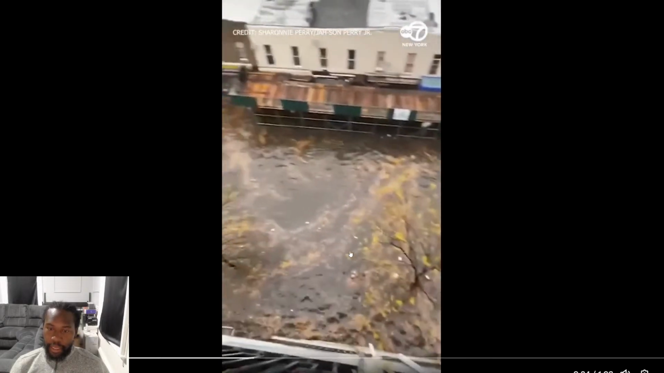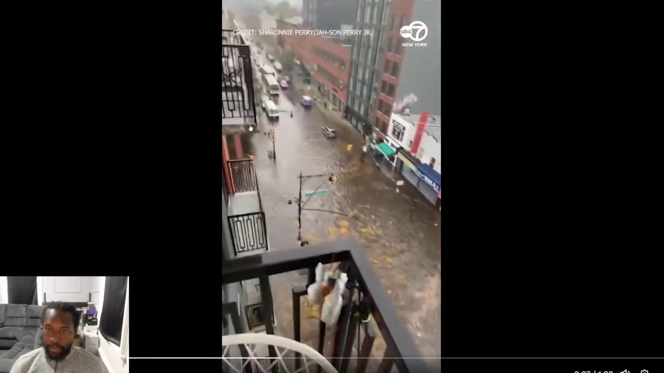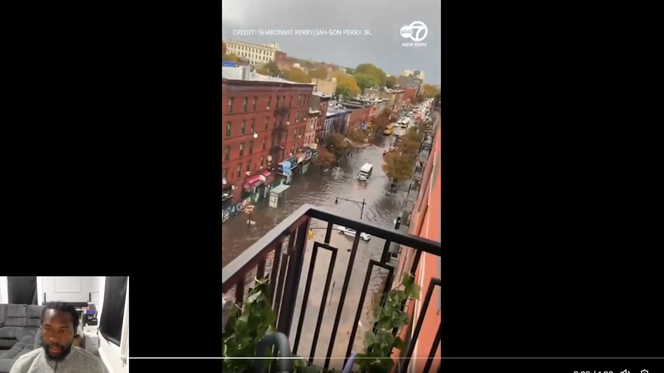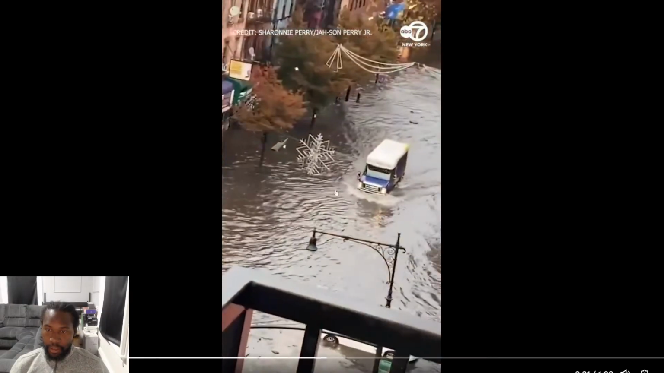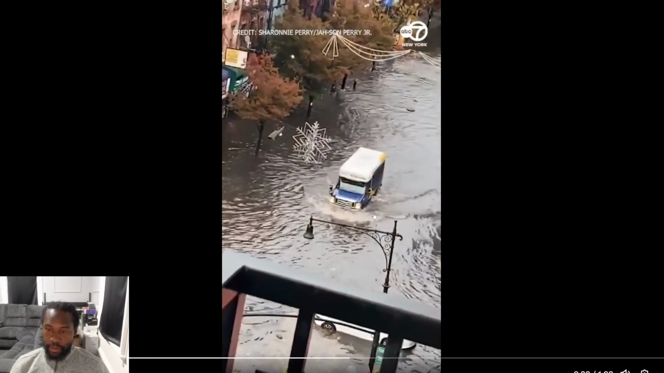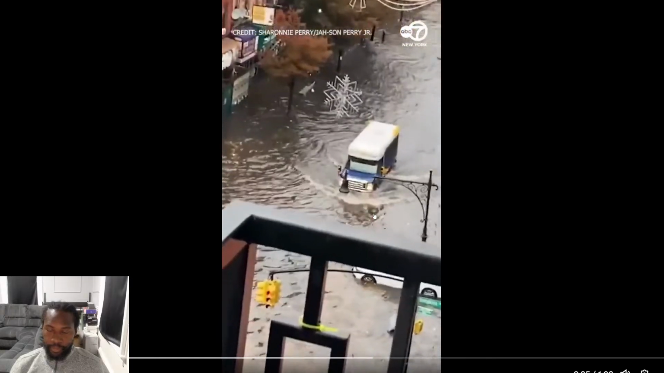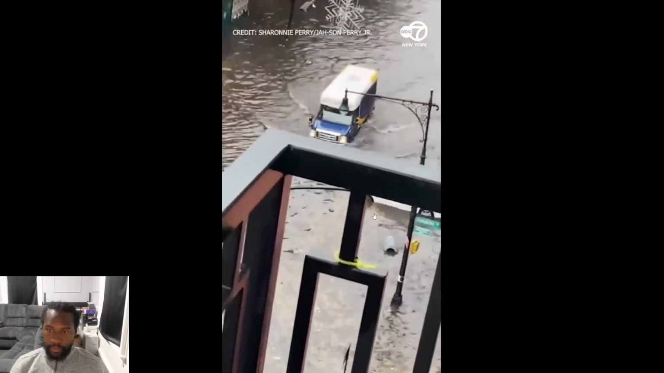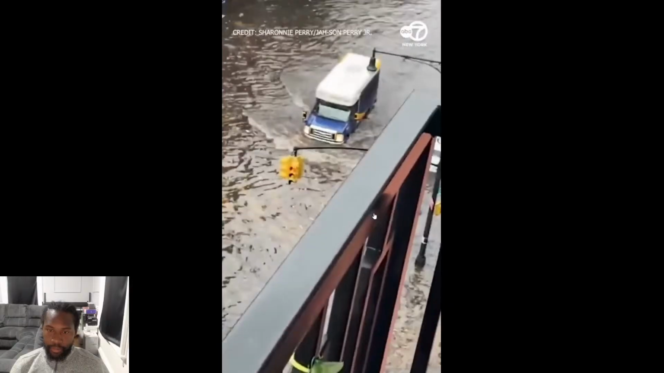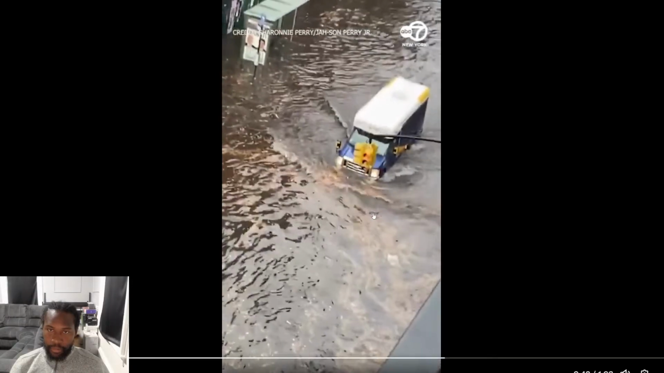All that nasty ass water, man. You don't want to be in that shit. Gonna come through now. This stupid ass try to drive through it. Yeah, and you got an old person on there. Why you risking them? This shit happening like all the time now.